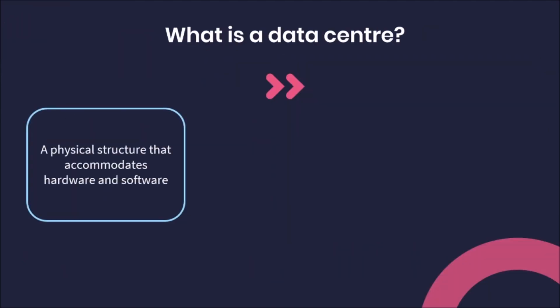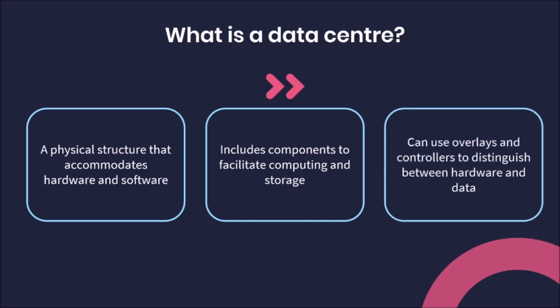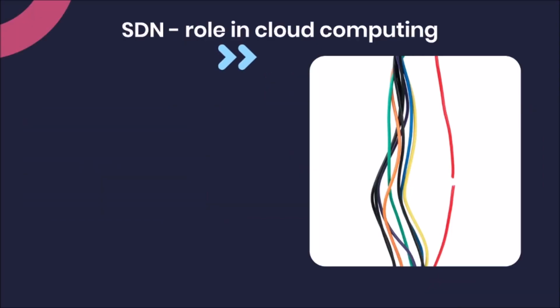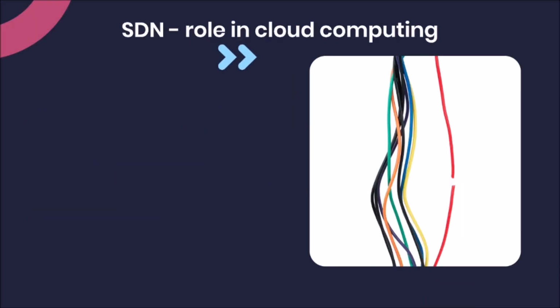A data center is a physical structure that accommodates an organization's hardware and software. It includes routers, switches, firewalls, storage systems, servers, and application delivery controllers to facilitate computing and the storage of resources. With a data center in place, the organization can use overlays and controllers to distinguish between the hardware and the data within the network. So, what is the role of SDN in cloud computing?